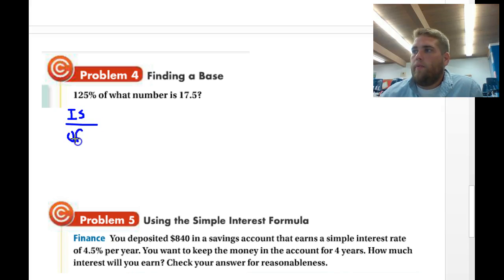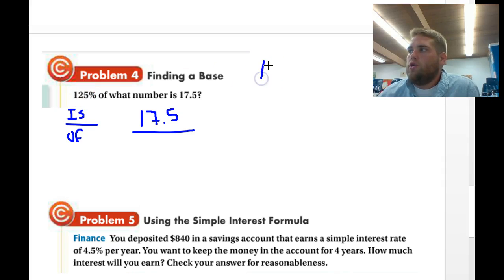is over of. I have 17.5 as my is, and on the bottom I have a percentage. I don't want to put a percentage in here. I want to turn this into a decimal. So I have 125%. When it's a percentage, I move two spaces to the left. So 1, 2. My new number is 1.25. So I plug 1.25 into this.